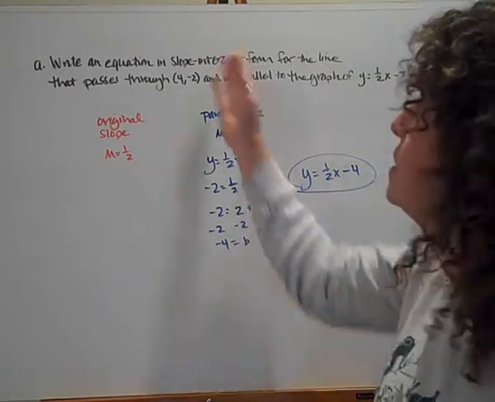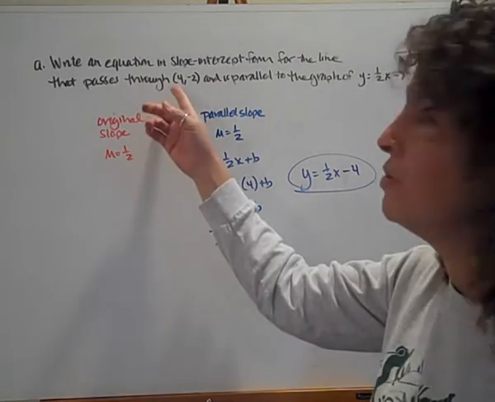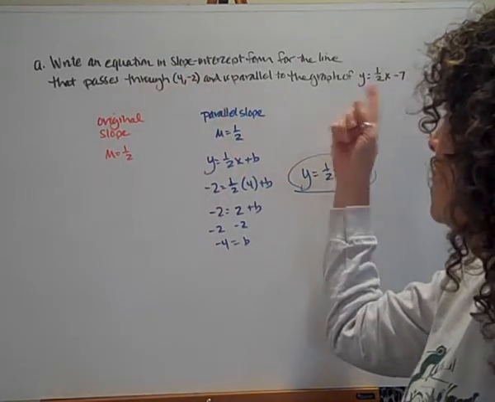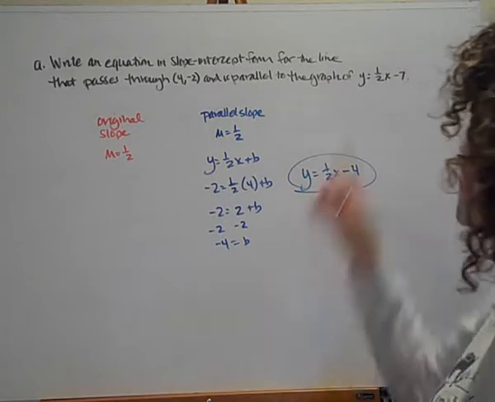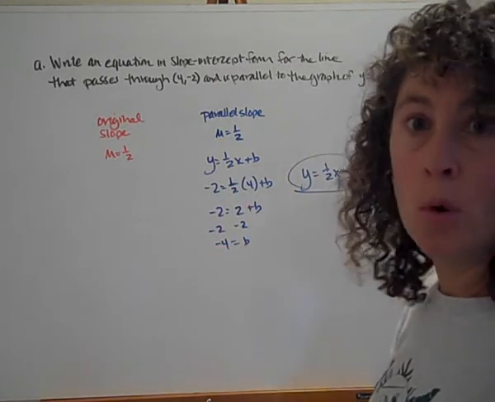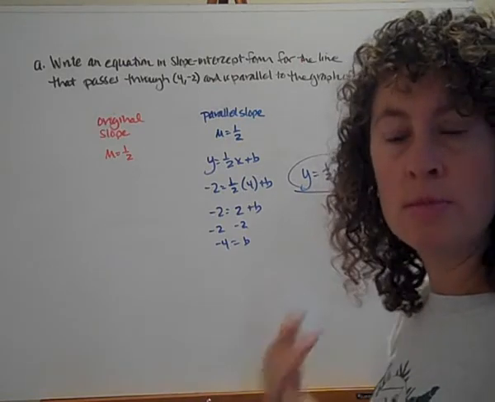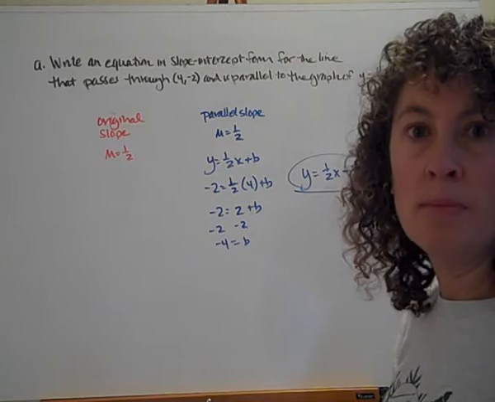What can we do with that? Let's say: write an equation in slope-intercept form for the line that passes through (4, -2) and is parallel to the graph of y = 1/2 x - 7. When I have two parallel lines, they'll have the same slope. They will not have the same y-intercept. It doesn't make any sense for them to be parallel and pass through the same point.